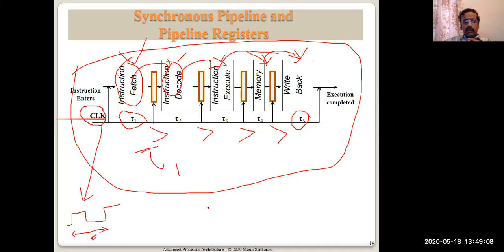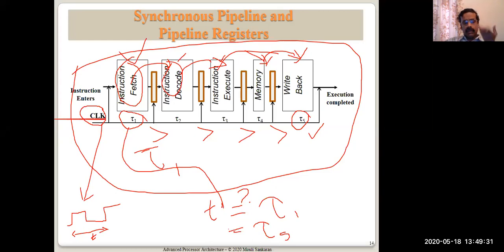Should the t be equal to tau 1, or should the t be equal to tau 5? This is the smallest number I said, and this is the largest number I said. It is going to take more time for instruction fetch because I assume some reason. It is not that it is always going to be like this. I am giving an example. It could be anything, smaller or larger.